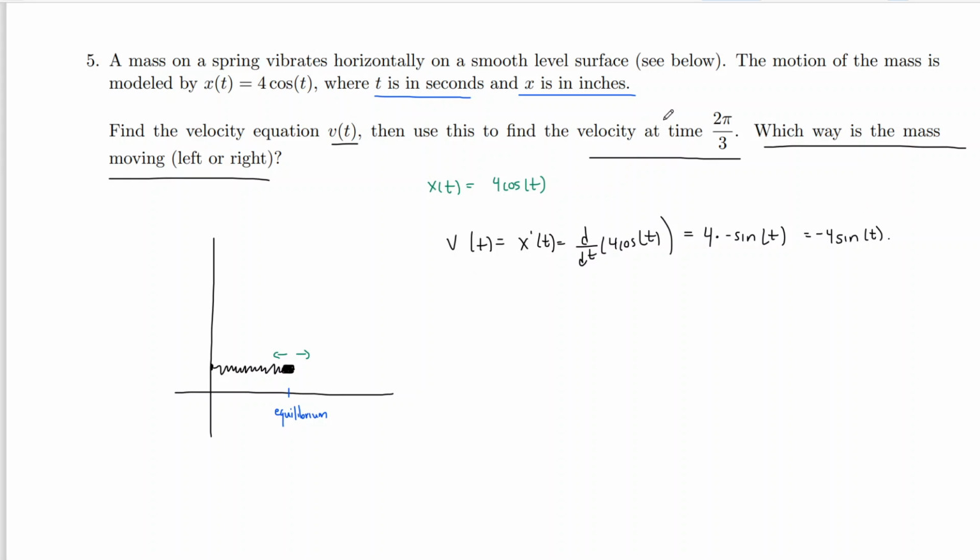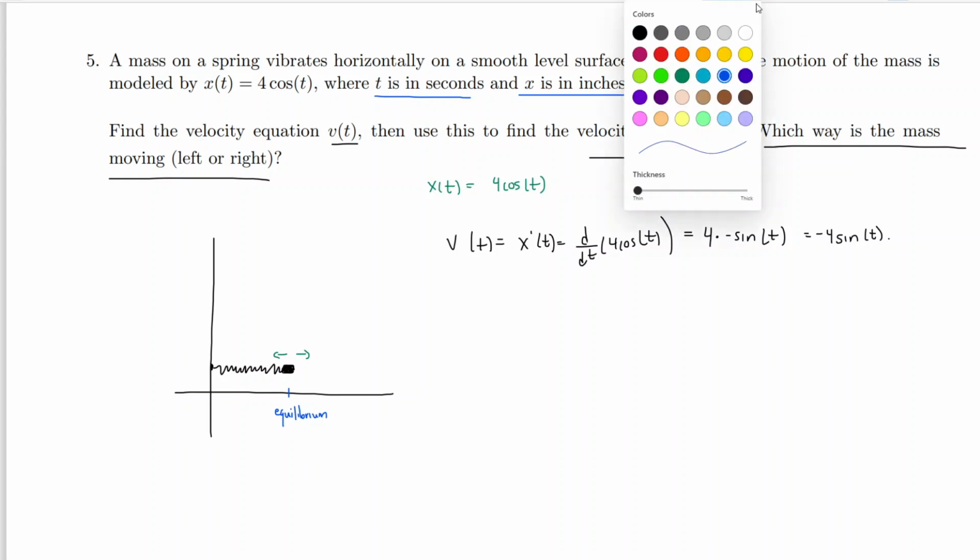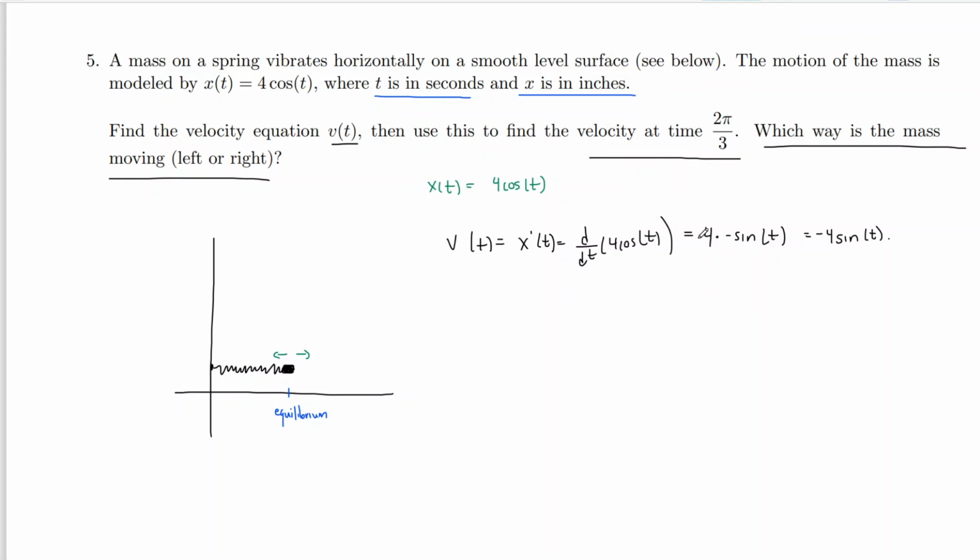What we want to do is find the velocity at time 2 pi over 3. And if you type that in your calculator just to get a gauge of how long that is, it's roughly 2. So it's pretty much asking what is the spring doing? What is the mass doing? How is it moving after around 2 seconds? v of 2 pi over 3, we take our velocity formula, negative 4 sine of t, and we plug in t equals 2 pi over 3.